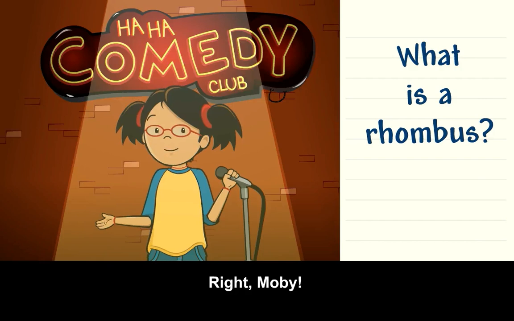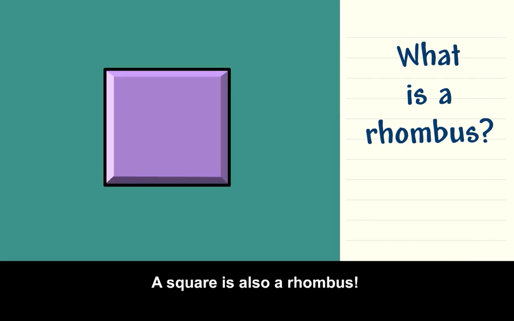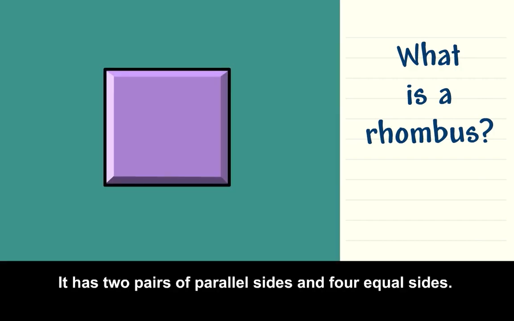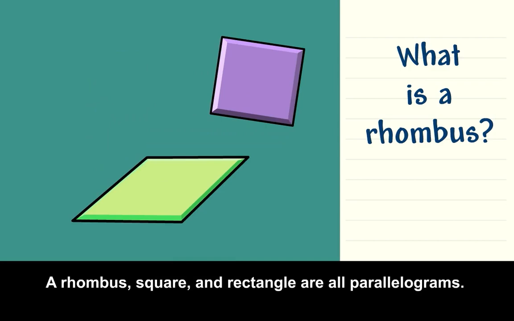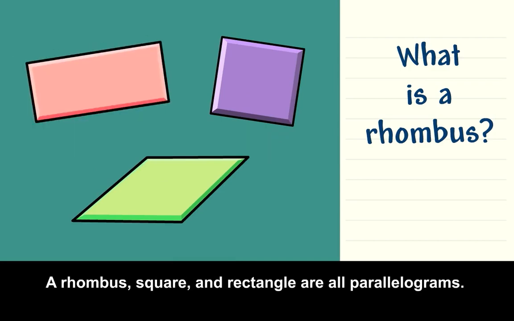Right, Moby. A square is also a rhombus. It has 2 pairs of parallel sides and 4 equal sides. A rhombus, square, and rectangle are all parallelograms.